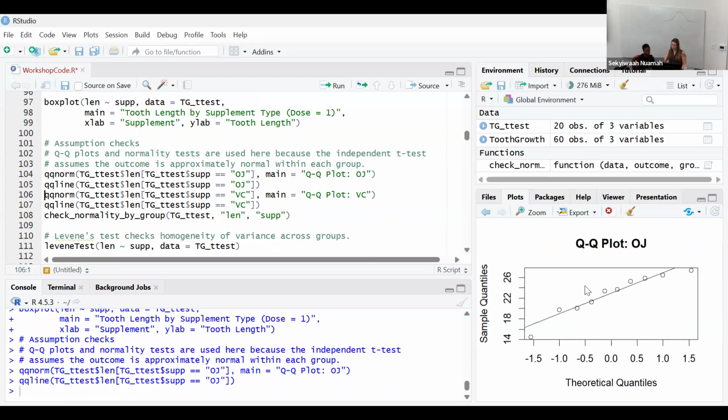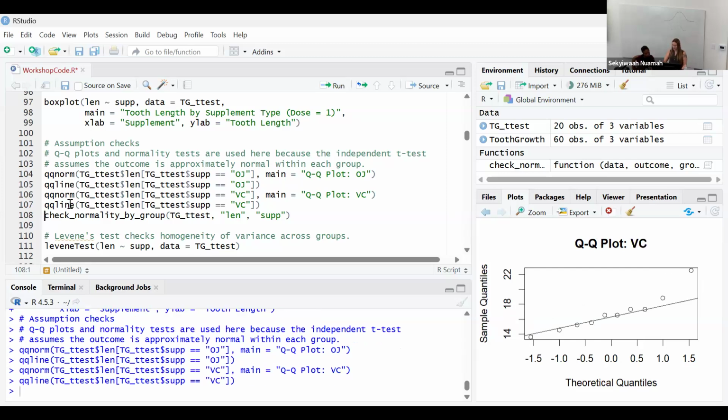This is the QQ plot for the orange juice group. And there's two little points that kind of fall off the line, but it seems like generally normal. Let's look at vitamin C. This point that's way off over here is most definitely the outlier that we saw in the box plot. So this is kind of expected, but it doesn't necessarily mean that the normality assumption was violated.